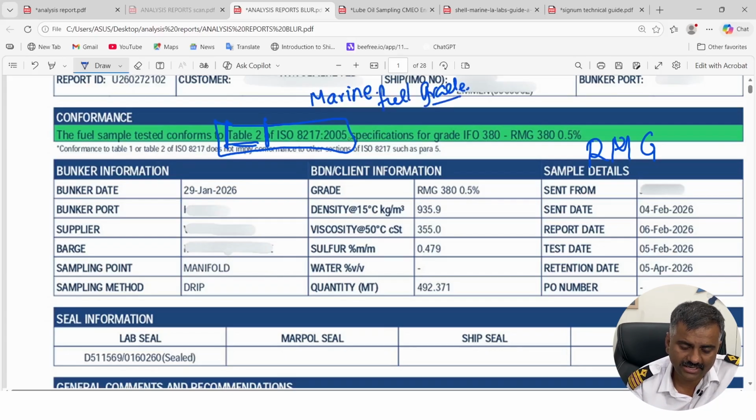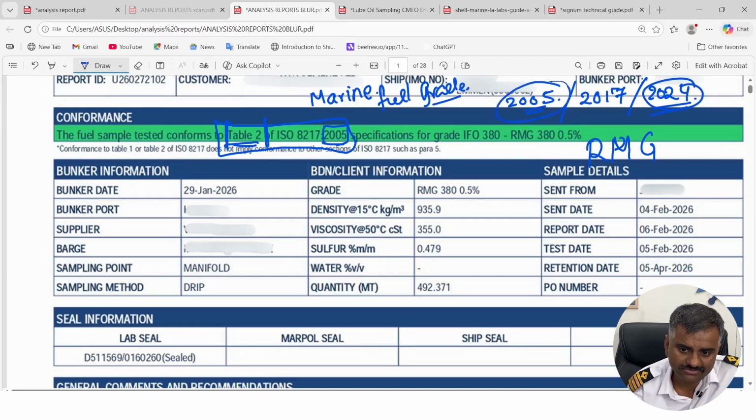As there will be changes there, you will have the name of the year on which the change was brought. As per the 2005 standards, these were the levels of the fuel oil in the bunkers that was provided. Next one is the ISO 2017, and then ISO 2024. This is the latest version.